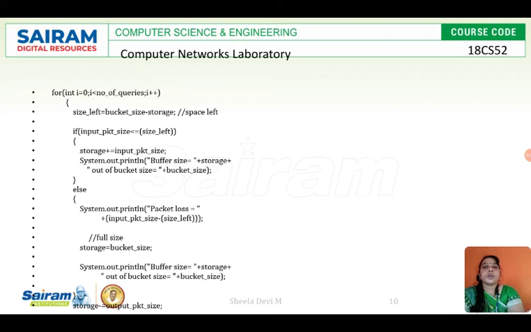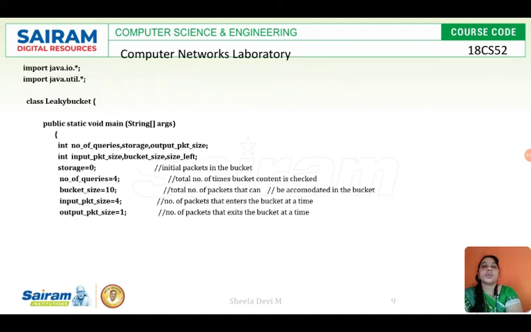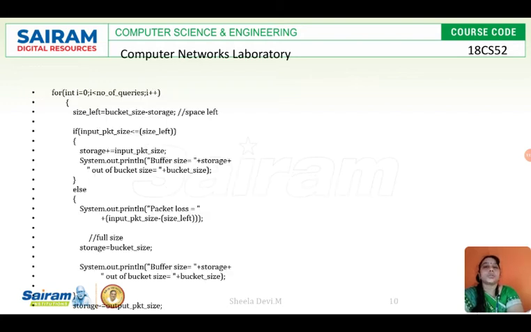So for int i is equal to 0, i less than 4. How many times can we check? It is 4 times. The number of queries, that is ticks, is the total number of times the bucket content is checked. How many times can we check the bucket at maximum? That is 4. So int i is equal to 0, i should be less than 4 since we made it 4. It can be variable also if you want to give the input dynamically. So i plus plus.